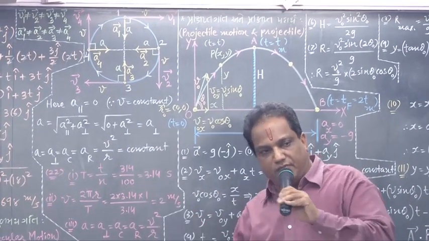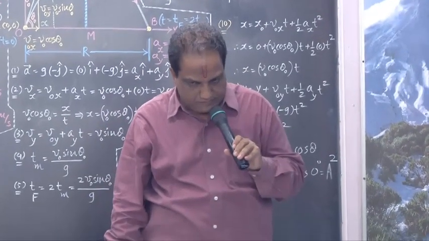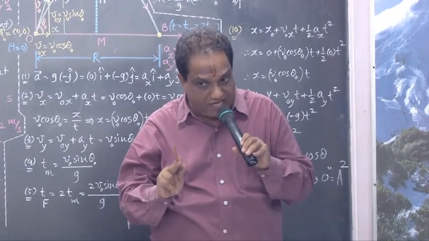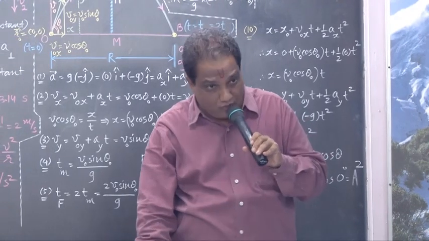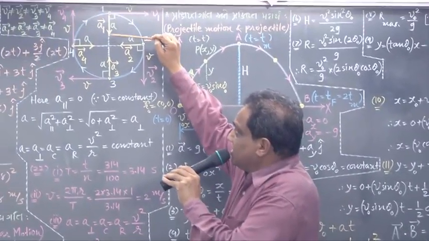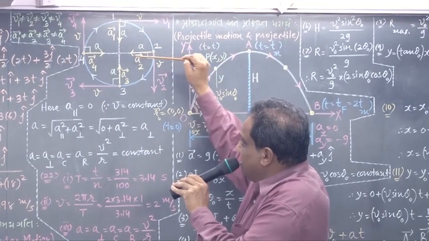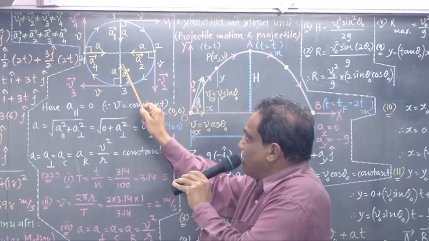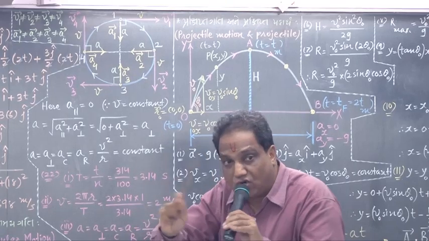Just repeat with me, everybody. For uniform circular motion, is velocity constant? No. Speed is constant. Is acceleration constant? No, because direction keeps on changing. From this point, the direction of acceleration pointing towards the center will be vector A1, from here vector A2, from here vector A3, from here vector A4. All these four arrows have different directions, so direction-wise acceleration is not constant.